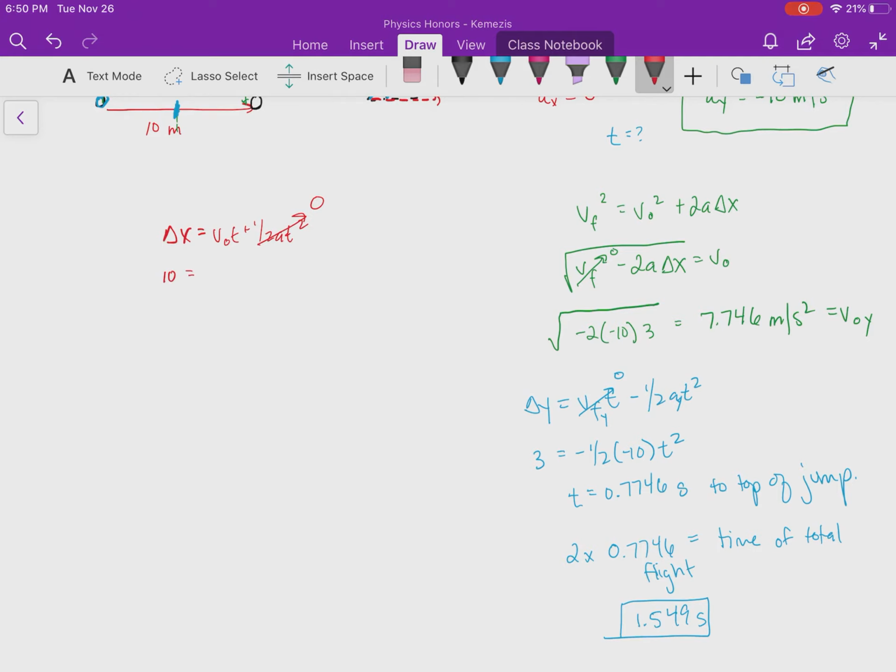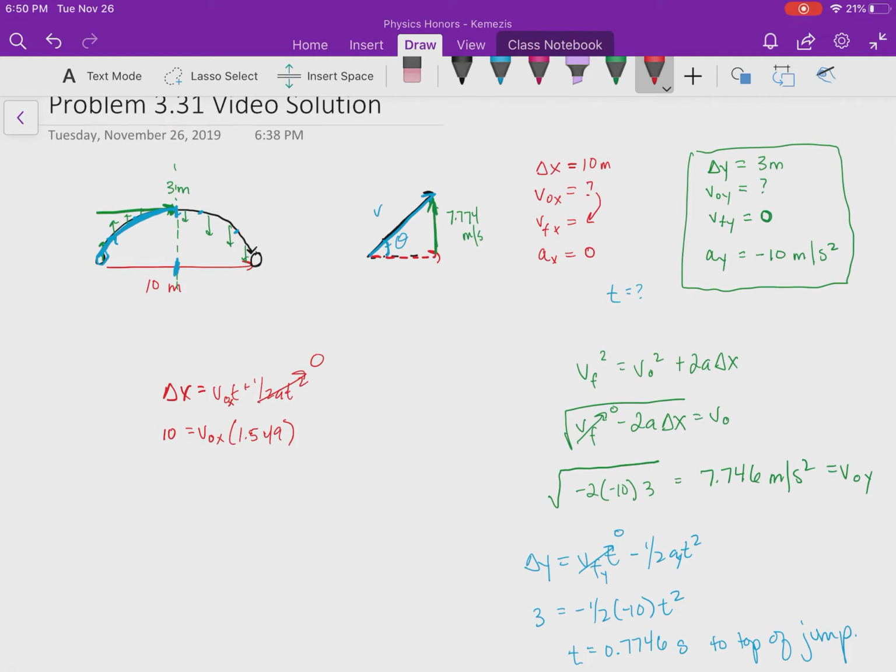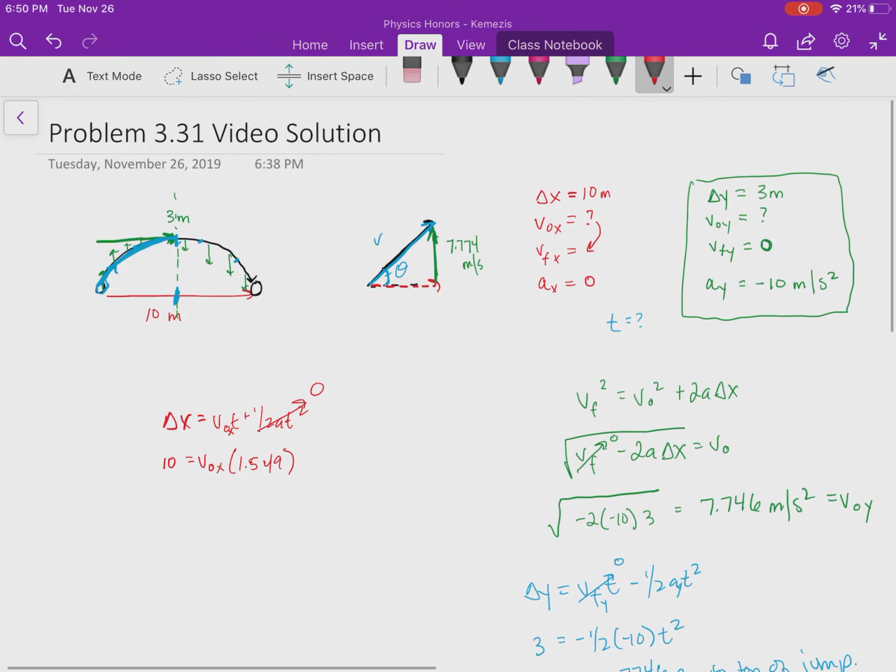So what we're going to do is our delta x, if we're going to keep it at 10, that's equal to our v naught x times this time of 1.549 seconds, right? The time of total flight. So if we get that, we get a velocity in the x direction, v naught x, of 6.456 meters per second. So that's this component right here.